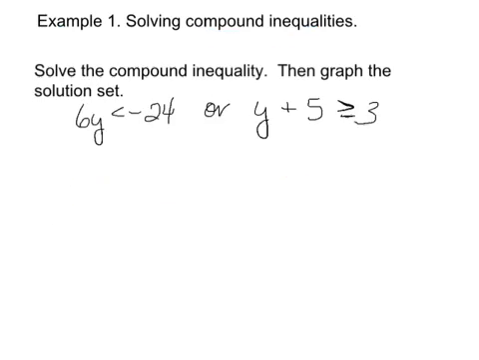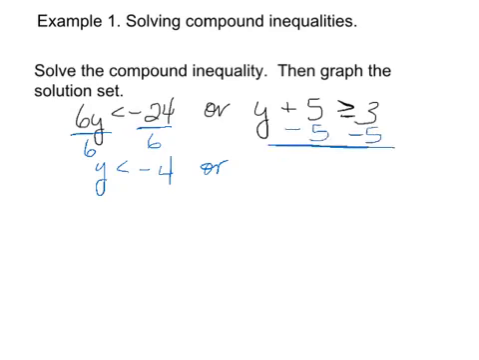Example 1, solving compound inequalities. Solve the compound inequality, then graph the solution set. This is the problem. It's really two problems written as one. We're going to solve it and then graph. Divide both sides by 6. Y is less than -4. Or, opposite of add is subtract. Y is greater than or equal to -2.